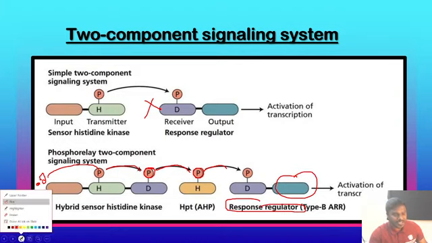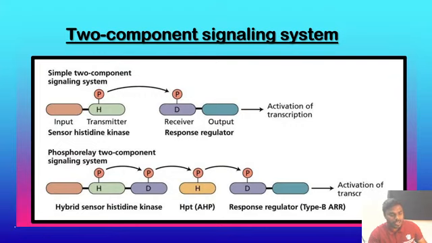Don't get confused with this. Listen to my words very carefully once again. This is the hybrid sensor histidine kinase domain. It has input, transmitter, receiver and intermediate, and finally output. Very simple point it is.